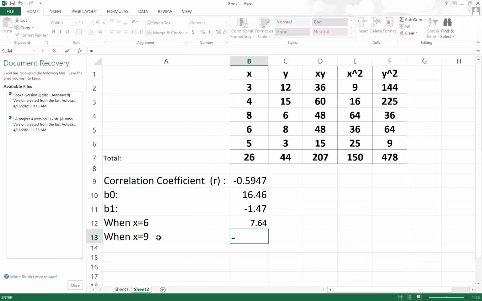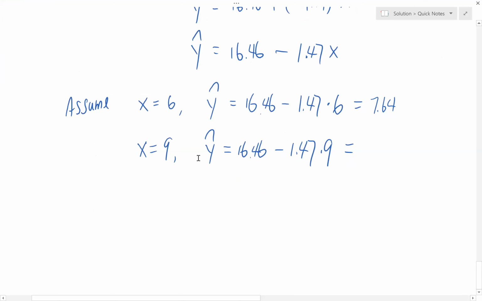Now let's see. So it's 16.46 minus 1.47 times 9. Okay, that turned out to be 3.23. Right, so basically, we move on to unknown territory here and successfully make a prediction. When the x value is equal to 9, when the independent variable is equal to 9, then the predicted dependent variable y should be 3.23.